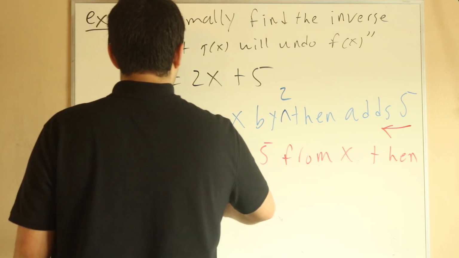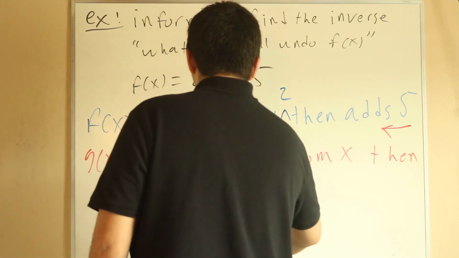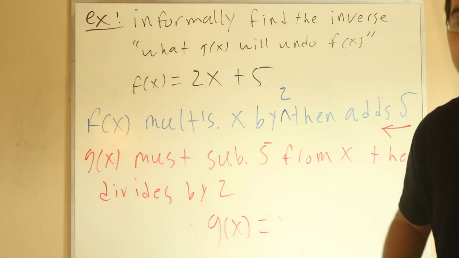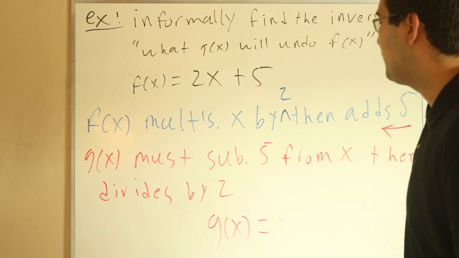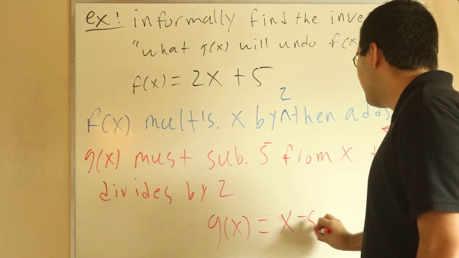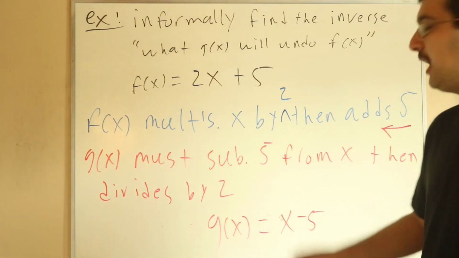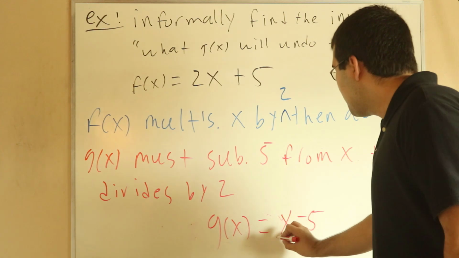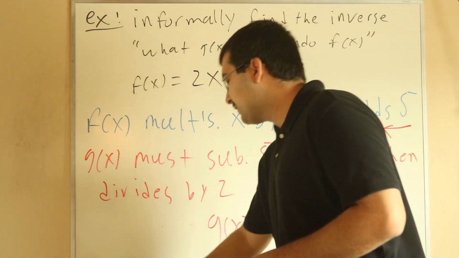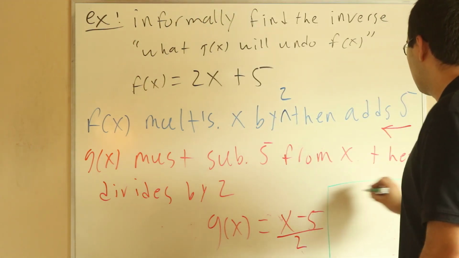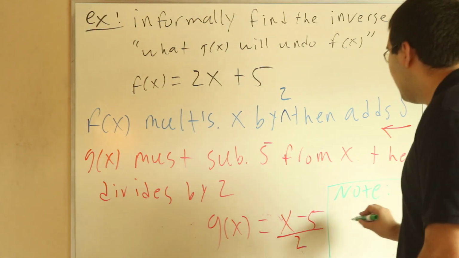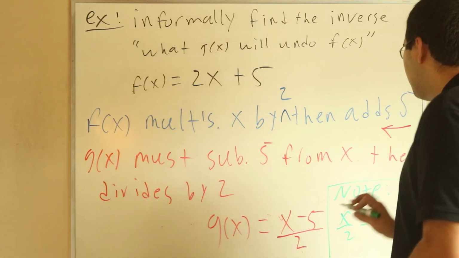Okay. So then again, when it comes to writing what g of x is from this description, we have to keep in mind the order in which we describe things. First thing that is described is the subtraction by 5. So we start with x minus 5. After this subtraction by 5, only then do we divide by 2. So that means I have x minus 5 divided by 2. Okay? An important thing to note is that I did not write x divided by 2 minus 5.